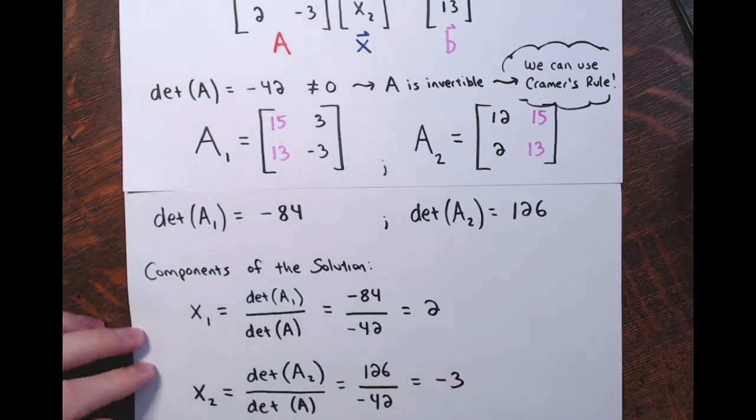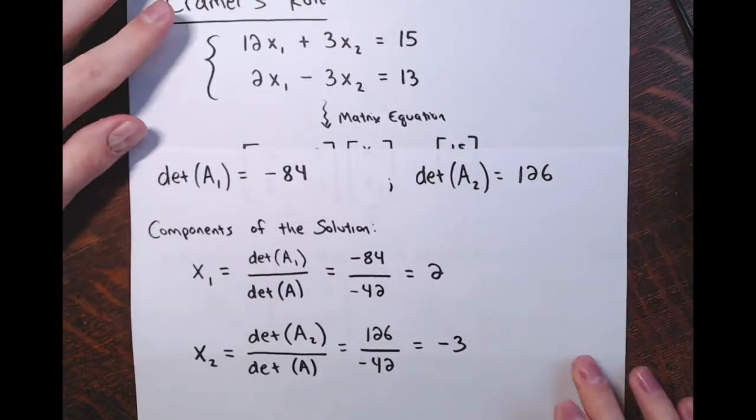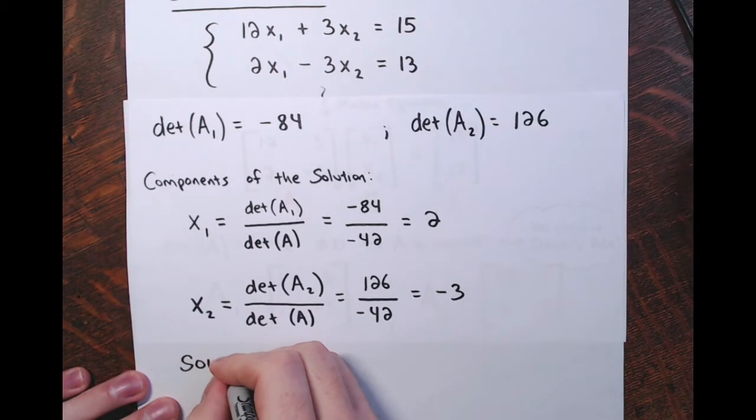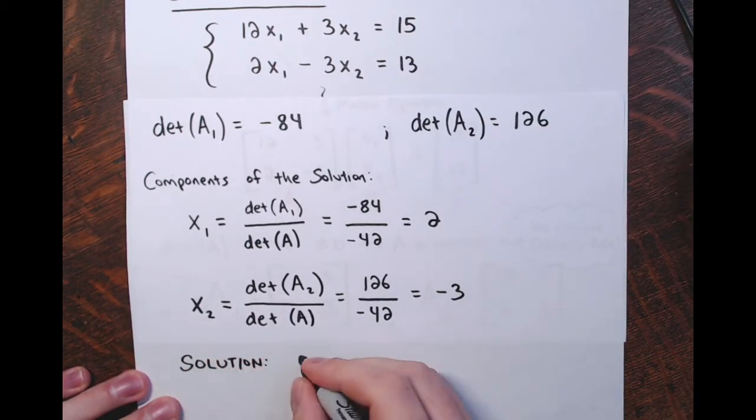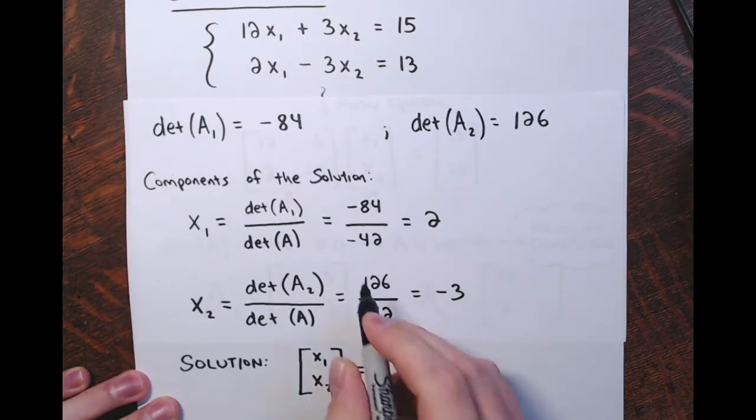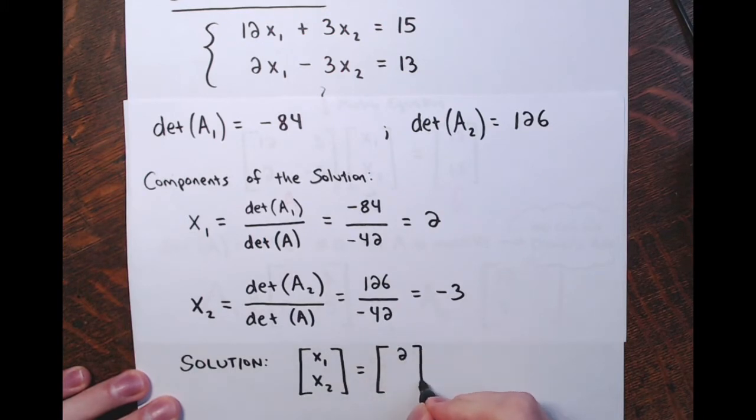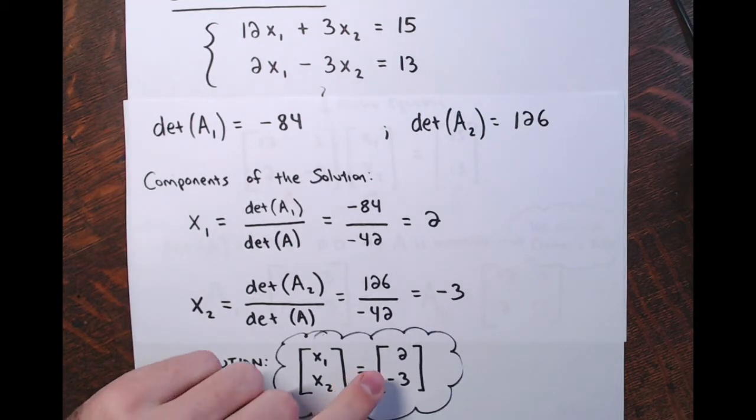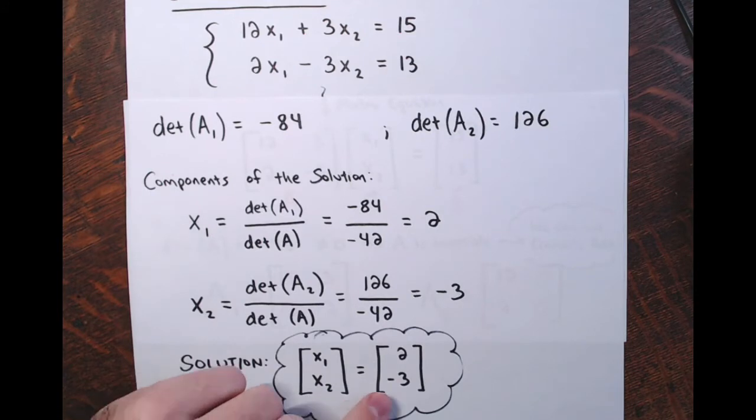And then I can put these together and we get the solution of our system. So the solution of this system, I'll write it as a column matrix, is x1, x2 equals, I replace x1 with 2 and x2 with negative 3. And there we go. Now let's check this, and I'm going to double check this, of course. Always check your solutions. Replace x1 with 2 and x2 with negative 3.